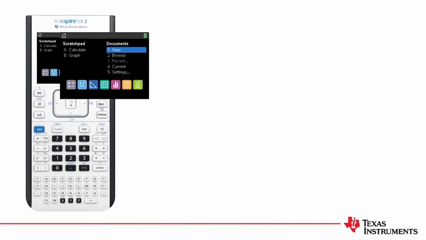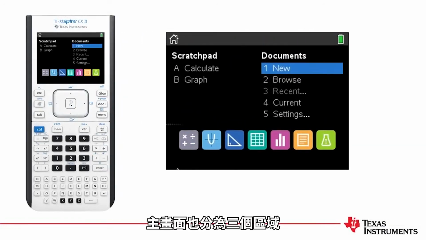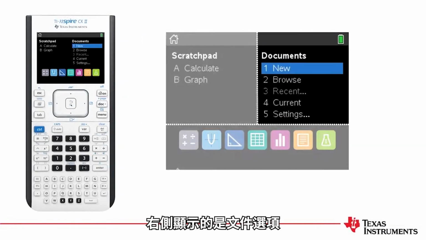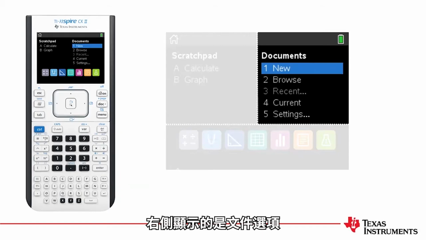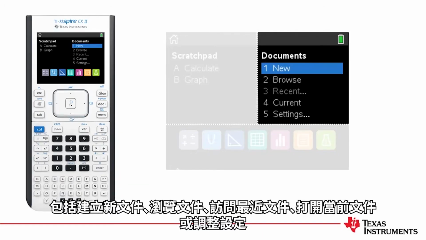Now for the home screen. It too is divided into 3 regions. On the right hand side, we see the document options, which include things like launching a new document, browsing your files, access to a recent document, or jump to the current document or adjust the settings.